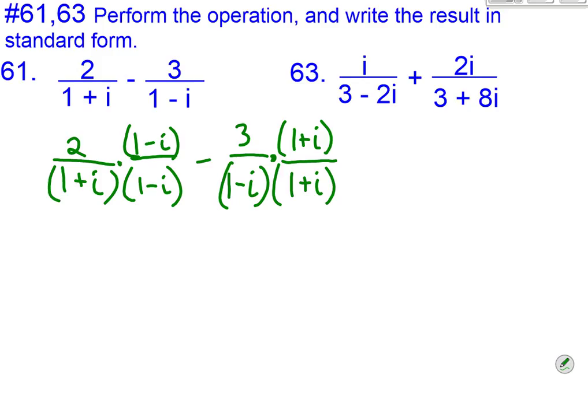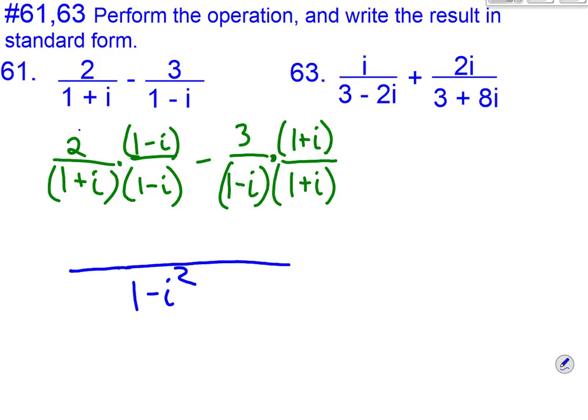On this, I'm just going to write this as a single fraction then. The denominator is that 1 plus i times 1 minus i. And I'm going to just FOIL that out in my head. Those are conjugate pairs also, so that will be 1 minus i squared.